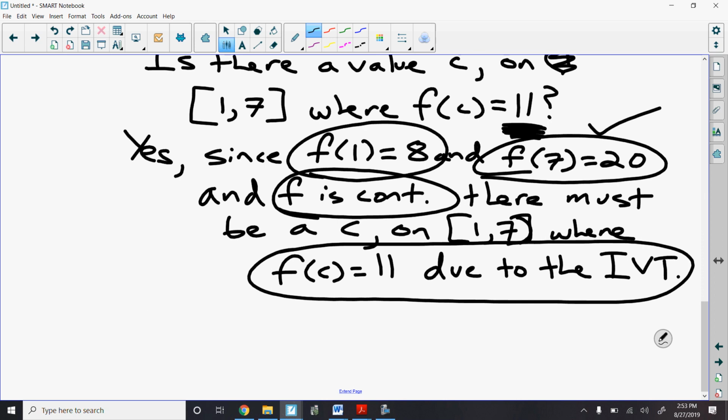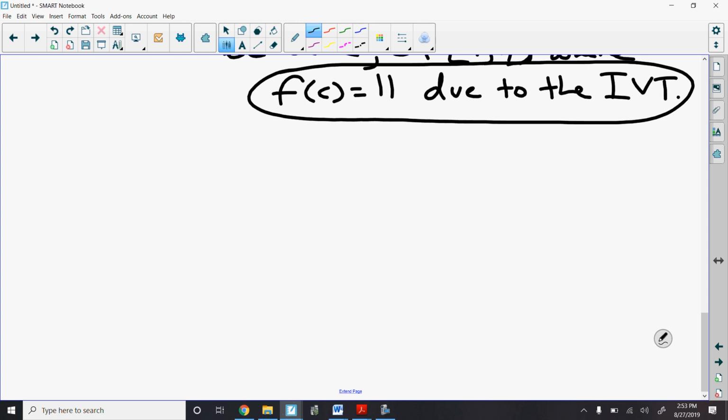Okay, last thing, let's talk about limits with absolute values. Go ahead and just copy this question into your notes.